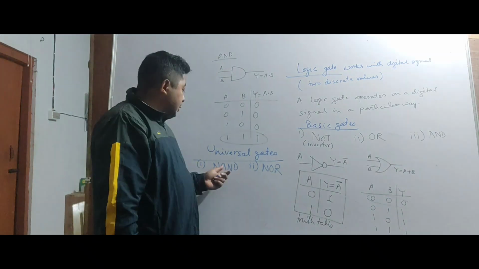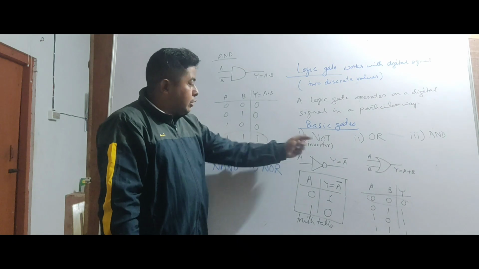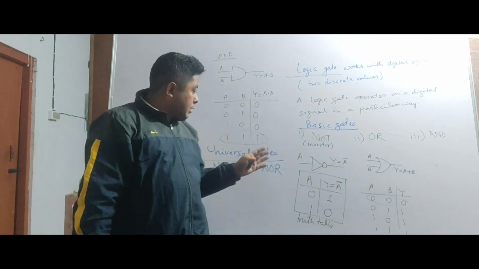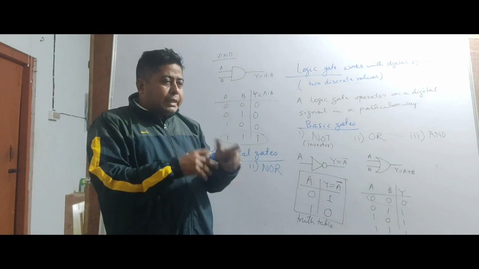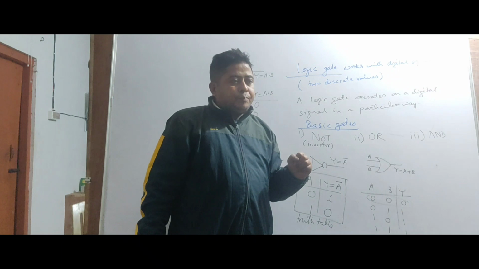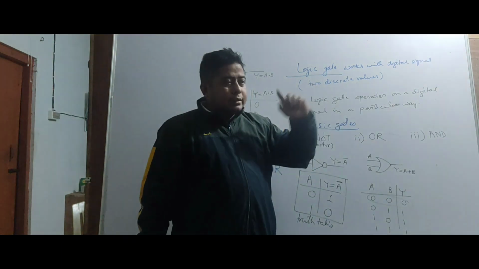Meaning is that suppose you have many NAND gates, you can combine them into NOT gate, or you can combine them into OR gate or AND gate like that. Suppose you have only NOR gate, you can combine them to get all these logic gates. That is why I call them universal, because if you have them, you can have all this.